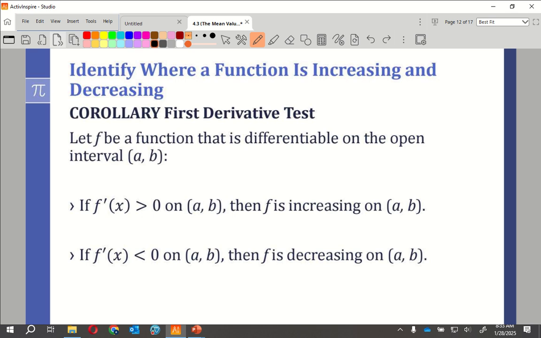Corollary, first derivative test. Let the function f be differentiable in the open interval from a to b. If f prime of x is greater than 0, what does that mean? It's increasing, right? The slope is positive, so it's going to be going up. Slope is positive, then f is increasing from there. Okay, that means positive slope. If f prime of x is less than 0 on that interval, then it is decreasing. So this is a negative slope.